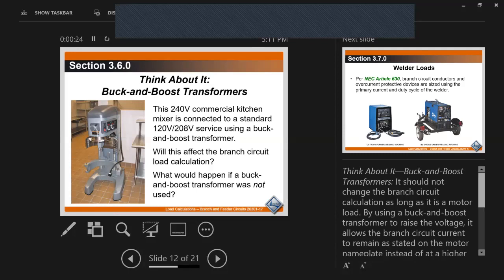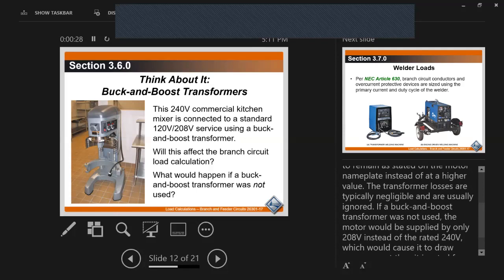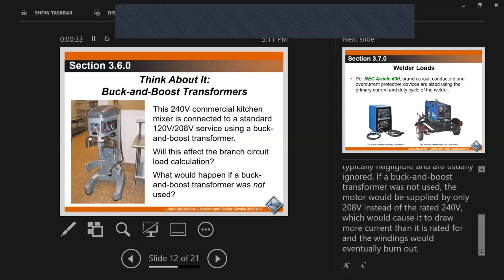Because the higher the voltage, obviously the lower the amperage. So at 240, it would cause the motor to draw more current than is rated for the windings, and it would eventually burn out. So it'd have to have it or else it would just burn out.